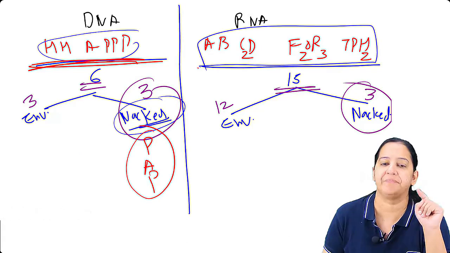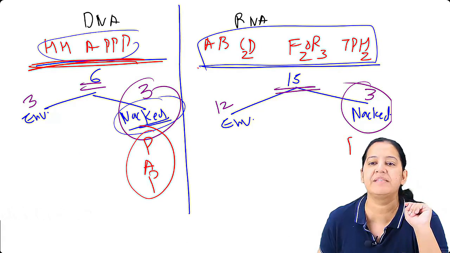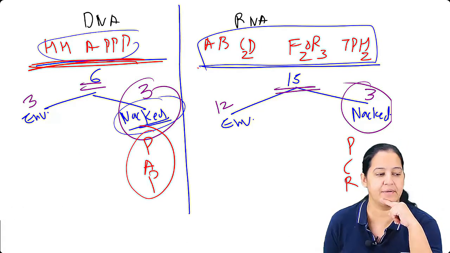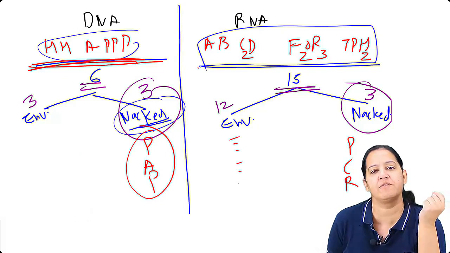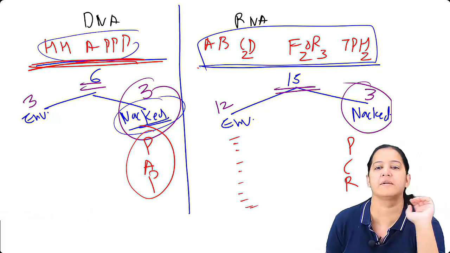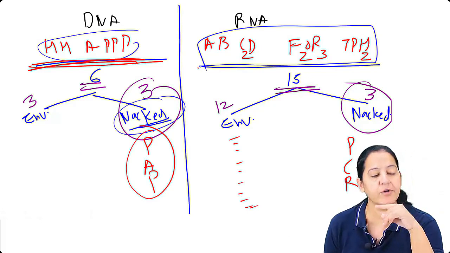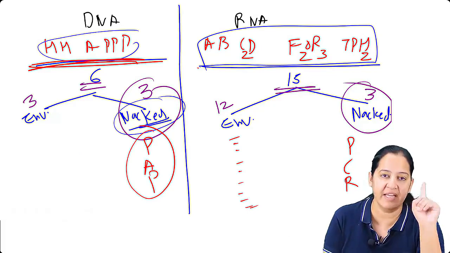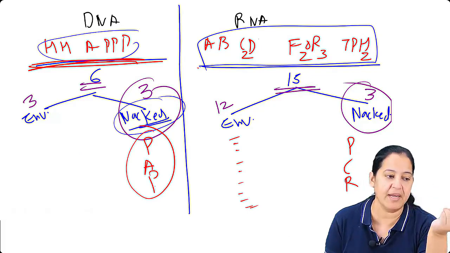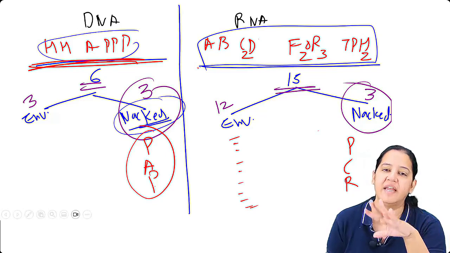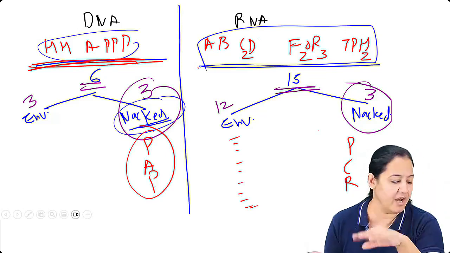In the same way, out of the total 15, here naked are 3, the mnemonic is PCR. है ना? The remaining, जो भी बच गए, whatever, they all will fall in other. I do not want you to learn that list. I want you to learn POP and PCR. In DNA, the naked is POP. In RNA, the naked is PCR.